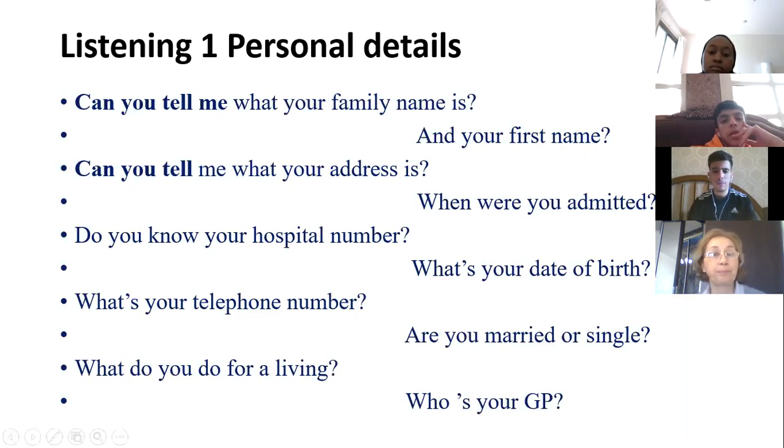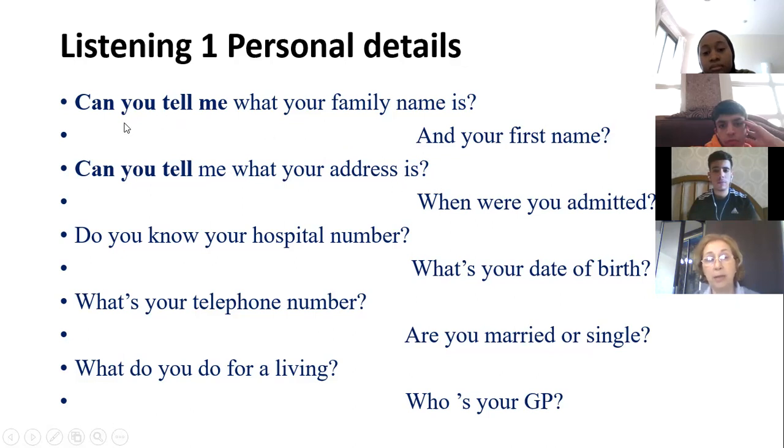So what should we pay attention to? There are some so-called direct questions that start with a question word, like, what's your telephone number? What's your date of birth? Or are you married or single? And there were a couple of indirect questions used by the nurse, like here: can you tell me what your family name is? Or can you tell me what your address is?